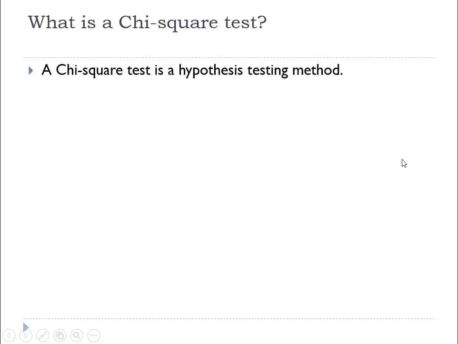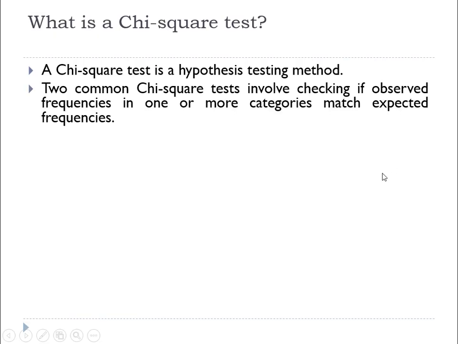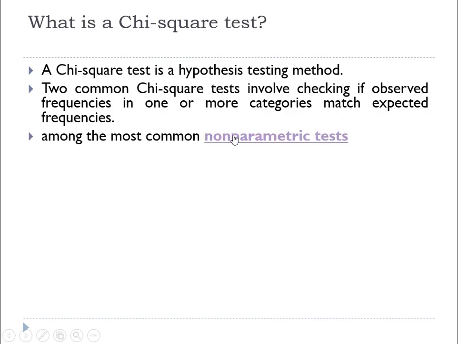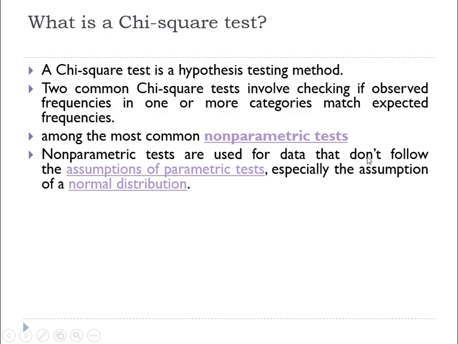So this is also one more hypothesis testing method, and basically the chi-square test involves checking if the observed frequencies in one or more categories match the expected frequencies. And in fact this is one of the most common non-parametric tests. Why do we say this is a non-parametric test? Because we use this for data that doesn't follow the assumptions of parametric tests, like assuming that the data is a normal distribution.